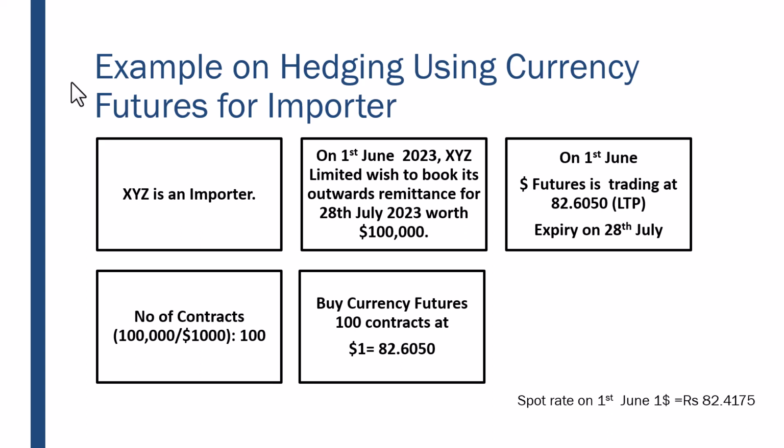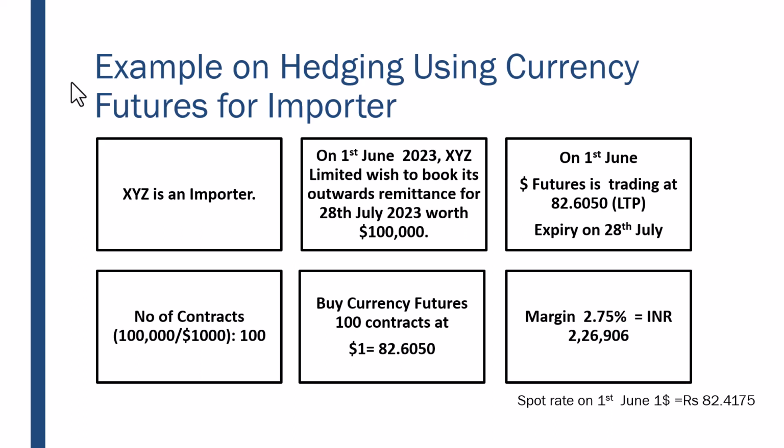Okay. Fine. You can put a limit price also. But here I have not put a limit price. I am saying that I am buying at a market price. Okay. So you bought and assume that your order got executed at 82.6050. Is that okay? Now, the moment you place the order, before the order is accepted, you have to pay a margin. You have to pay a margin.